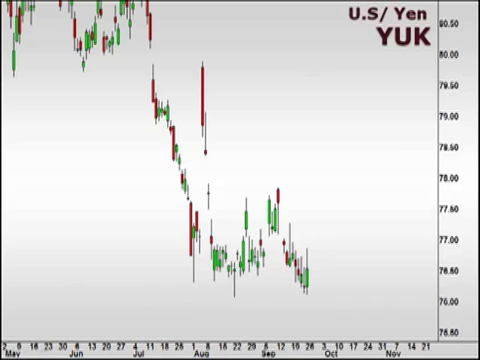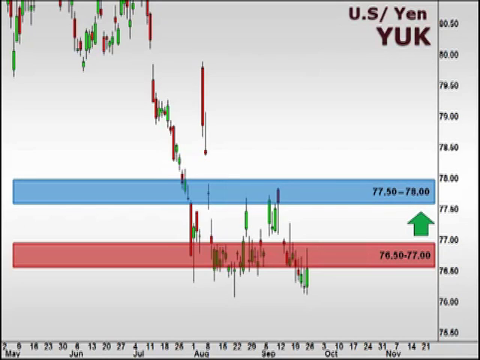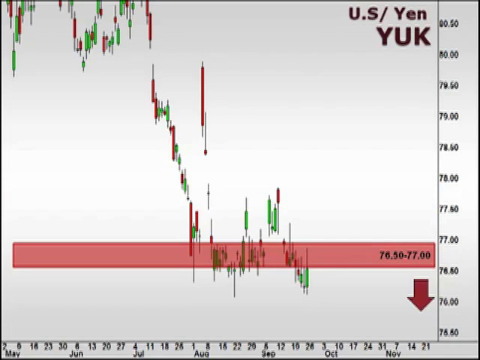Next up, the YUK, the US versus the Japanese yen. Well, the YUK has broken support at 76.5 but remains indecisive. A break back above the 76.5-77 focal zone opens the window for an opportunity to trade the YUK to the upside. However, failure to break beyond that zone opens the window for a continuation to the downside.